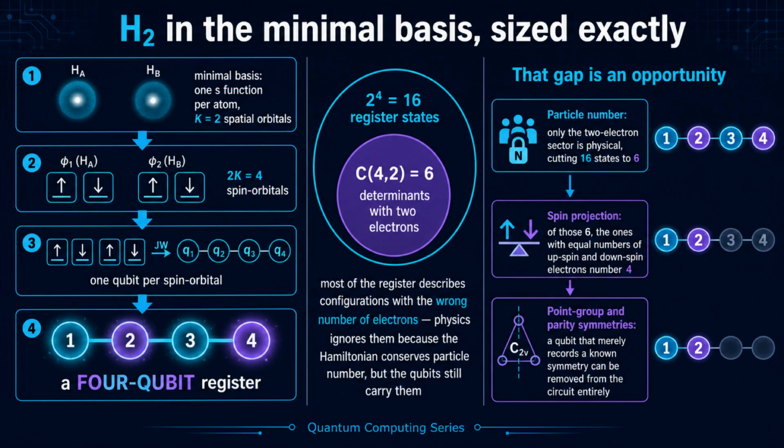The example that runs through the rest of the series is the hydrogen molecule in a minimal basis, and now we can size it exactly. A minimal basis puts one s-type function on each hydrogen atom, so there are 2 spatial orbitals. Each holds spin up or spin down, giving 4 spin orbitals, and Jordan-Wigner assigns 1 qubit per spin orbital, so the molecule maps onto a 4-qubit register. Chapter 1, counting, applies directly. 2 electrons in 4 spin orbitals gives 6 determinants. The register spans 16 states, so most of it describes the wrong number of electrons.